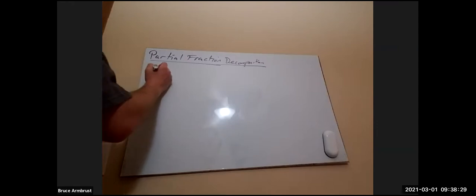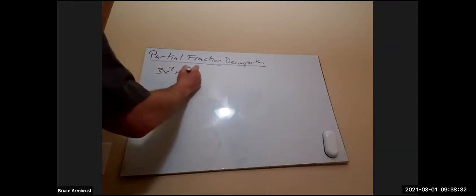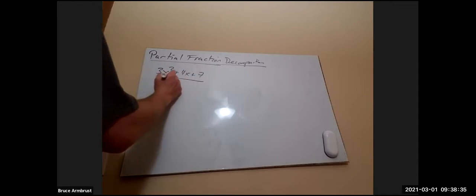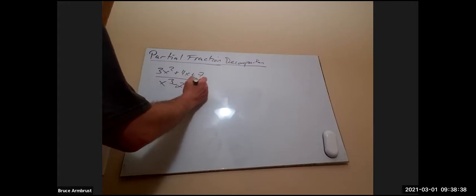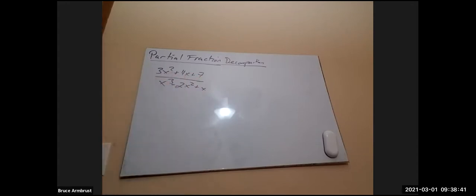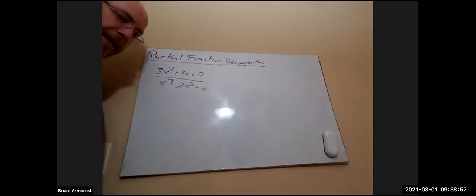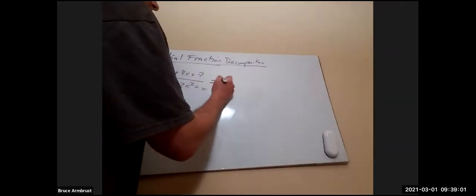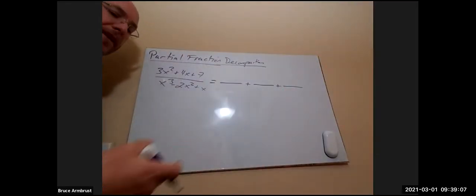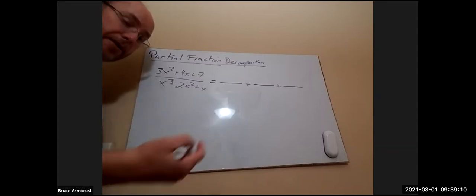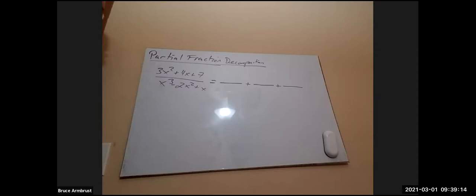this works. All right, so suppose that we have this fraction, 3x squared plus 4x plus 7 over x cubed minus 2x squared plus x. And the idea behind partial fraction decomposition is to break this into a sum of fractions. We're basically going to do addition and subtraction of fractions backwards. Okay, and the process begins here.